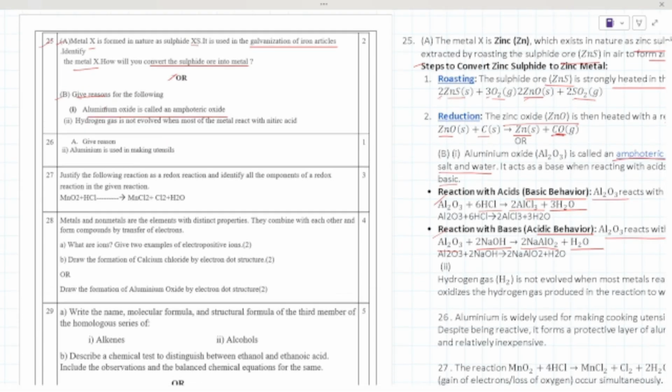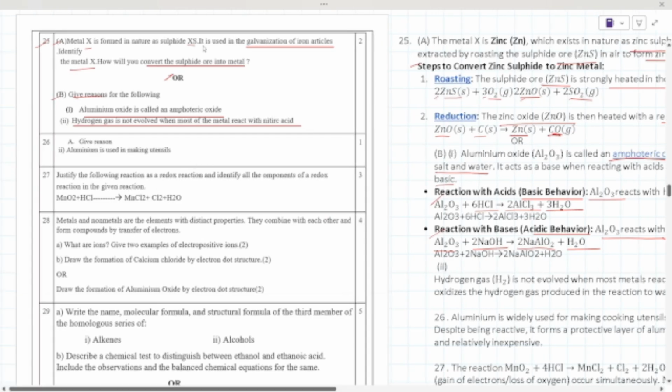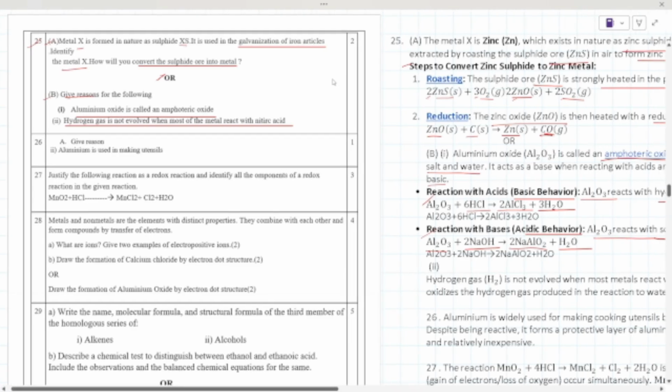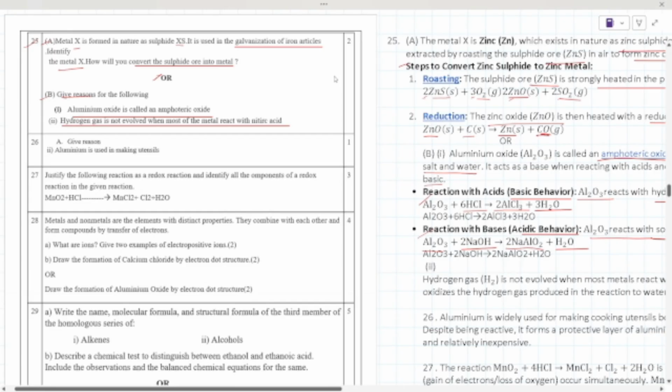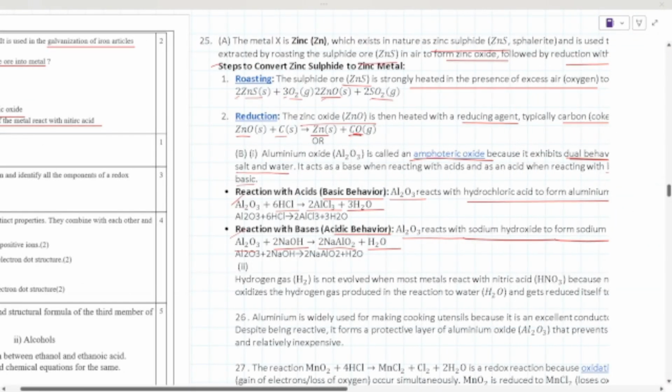Let's see the next question. Hydrogen gas is not evolved when most metals react with nitric acid. Explain it. Because nitric acid, HNO3 plus... I don't know, I forgot. Okay, let's see the explanation. No problem.